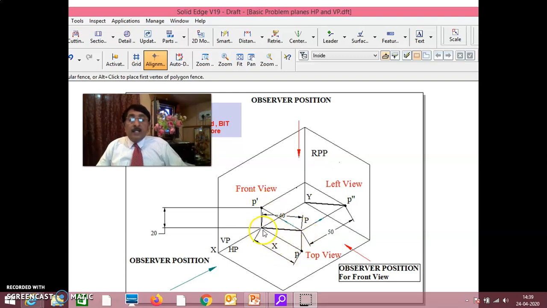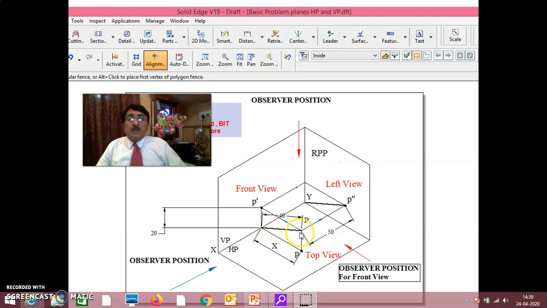But instead, they are given the shortest distance of this point from the intersection of VP and HP. That is from XY line. Okay, this is VP HP. Shortest distance from the intersection of VP HP they have given. That is how much it is? 40. Please understand, any shortest distance problem given, see this is 40.